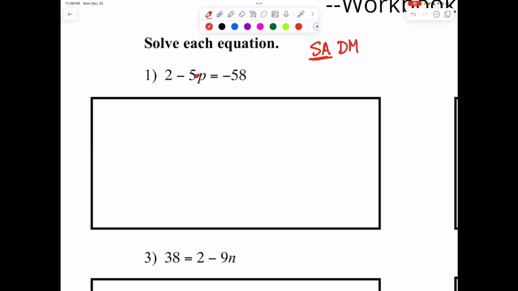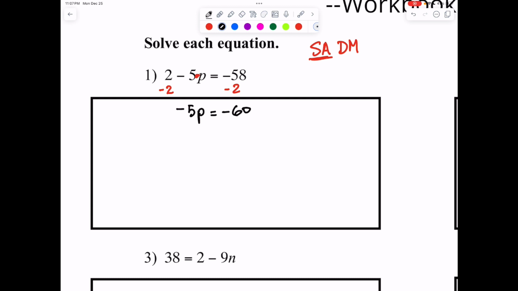And any opportunity to subtract or add, we want to go with that first. So here we have a 2 right here, and that 2 is positive. So in order to get rid of that 2, we can subtract it. Whatever you do to one side, you have to do to the other side. So we get that negative 5p is equal to negative 60.